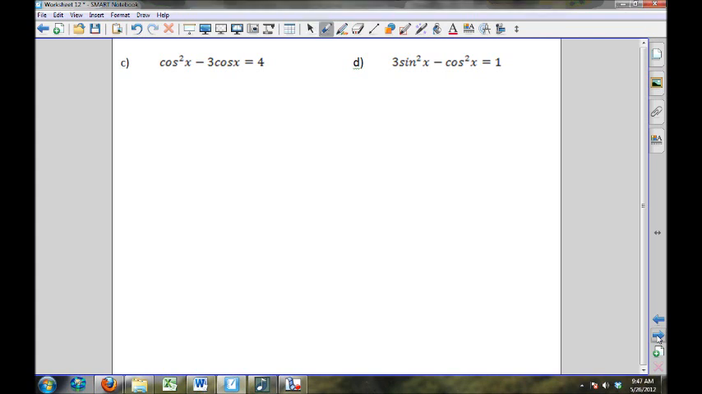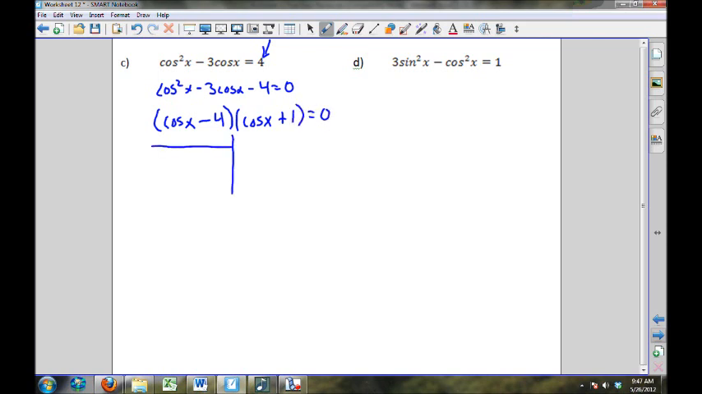Again, for c, I'm going to factor, but notice I don't yet have 0 on the right-hand side, so I'm going to bring this over before I factor. Cosine squared x minus 3 cosine x minus 4 equals 0, which factors to cosine x minus 4 times cosine x plus 1. So either cosine of x equals 4 or cosine of x equals negative 1.